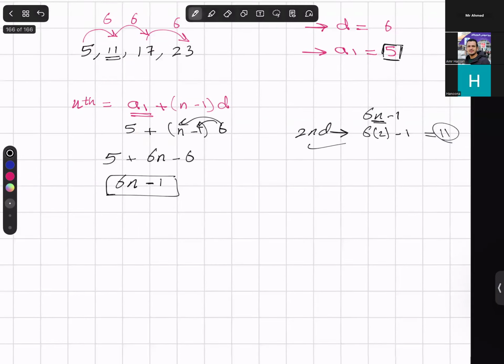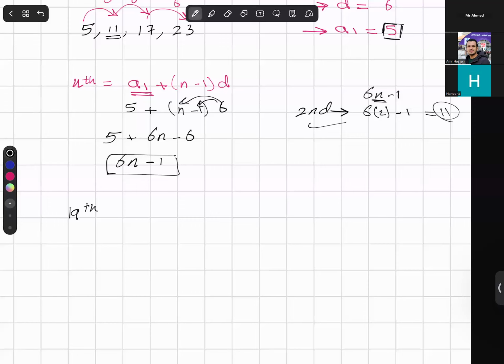What if you told me I need to figure out the 19th term? How could I get it?